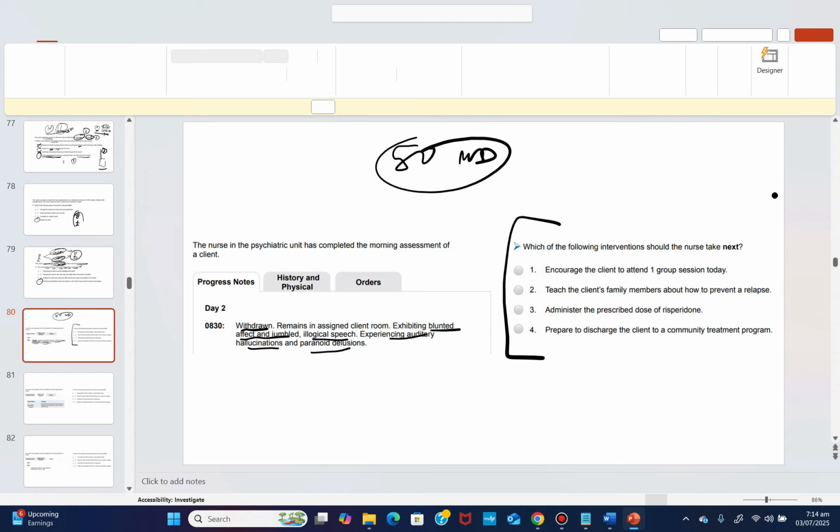Let's break the question down. You will see that the answer is in this question. I don't need to think about anything. The answer is in this question. You see, when I check the progress notes, the only thing I just paid attention to is the problem of the client. And so far, so good.